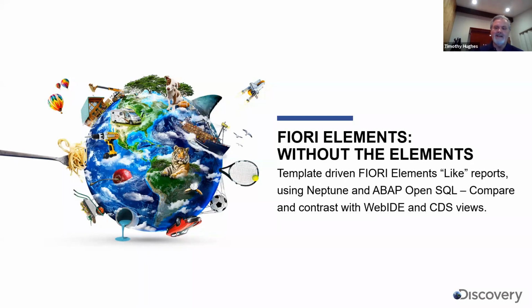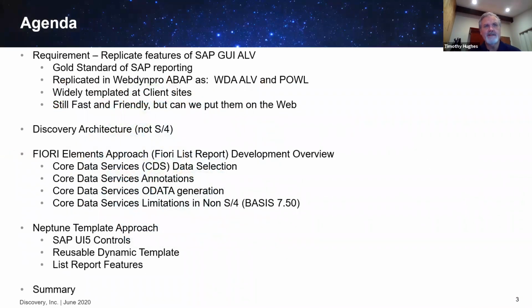So I asked Dan to take a crack at building a similar architecture with Neptune and just regular ABAP backend calls. And we're gonna go over that here today and see what the differences are. So the requirement that I gave Dan, and the requirement that everybody has really, is to replicate the features of an SAP GUI ALV. That has become the gold standard for all SAP reporting.